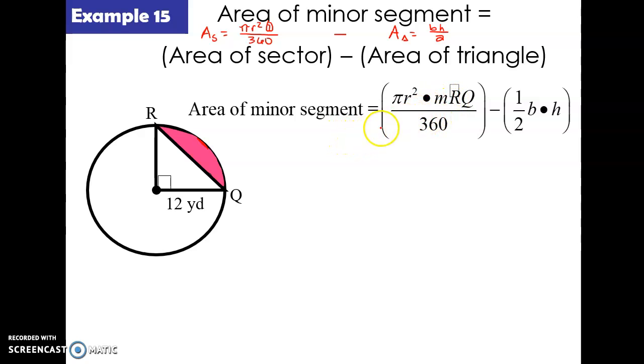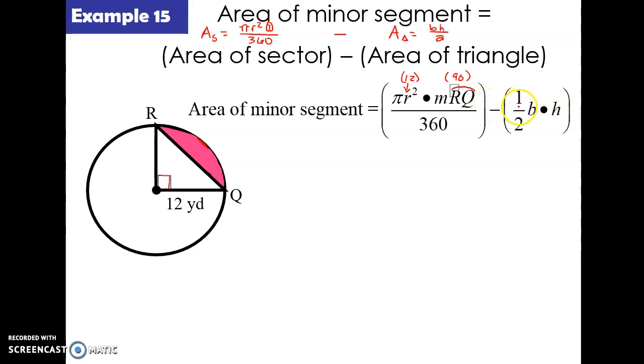So now let's think about this. Measurement of your arc is the same thing as your central angle. Remember, those are equivalent. Okay, so now this is a 90-degree angle. So let's think about what we would put into these values. This would be a 12 for my radius, and this would be 90 degrees. So I would have pi times 12 squared times 90 degrees divided by 360.